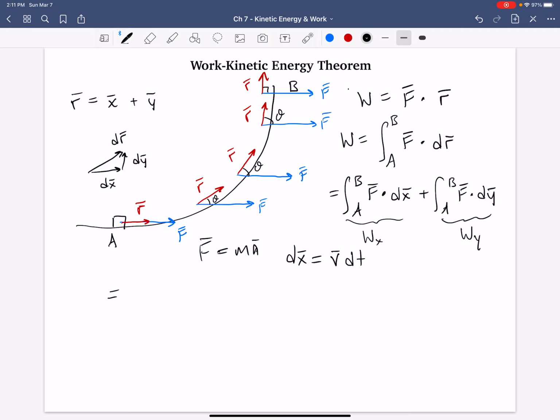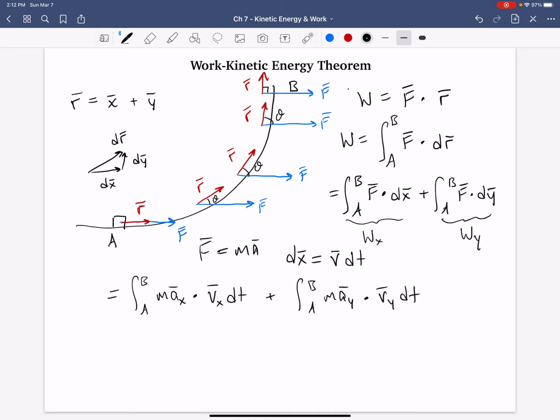So, all right, work in the x direction from A to B. The force, this is again the force in the x direction, so we have to do mass times acceleration in the x direction. The dot is still there. Now, plug it in for dx. We said that was now velocity in the x direction times dt. And I'm doing the same thing for the y direction. F was mass times acceleration in the y direction now, plus velocity in the y times dt. Okay.